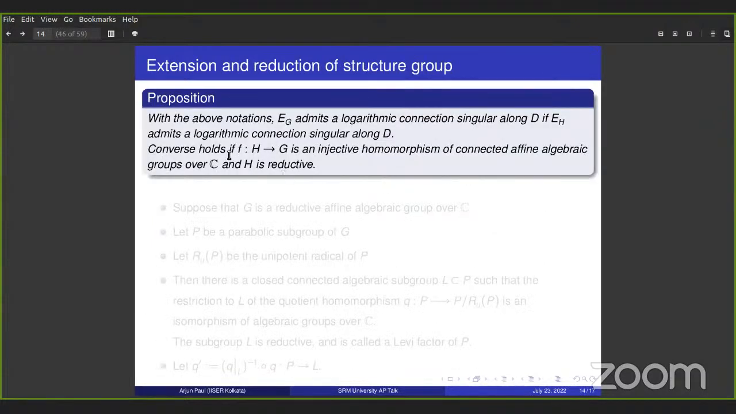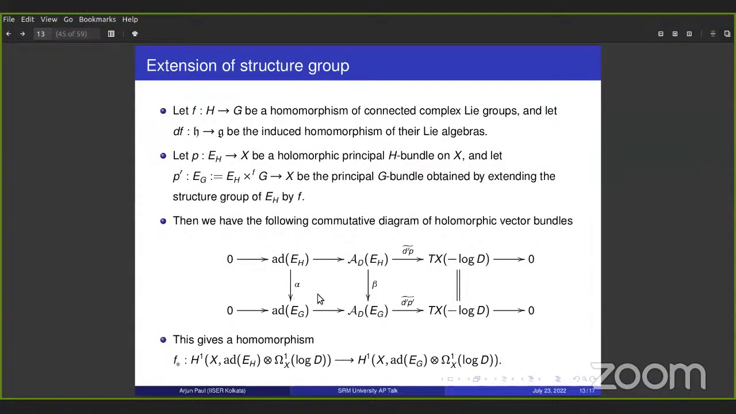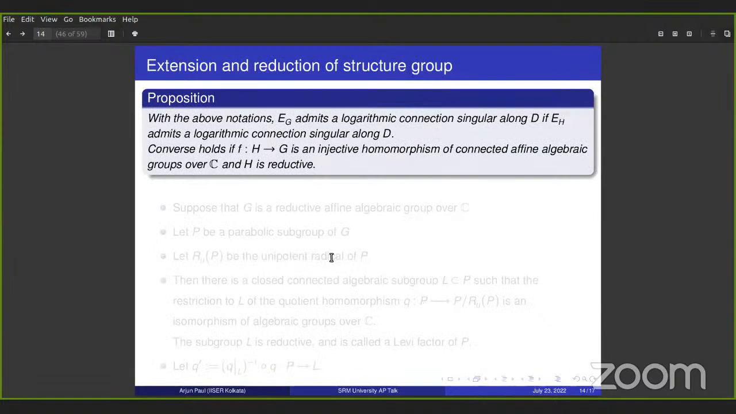That can be done if our homomorphism H to G is an injective homomorphism of connected affine algebraic groups over C, and H is reductive, right? Then for a reductive group, all representations are completely reducible, right? So using that information, we can construct a splitting of the top exact sequence, given a splitting of the bottom exact sequence. So this gives the converse direction of this theorem, right?